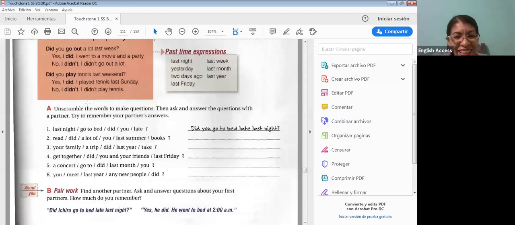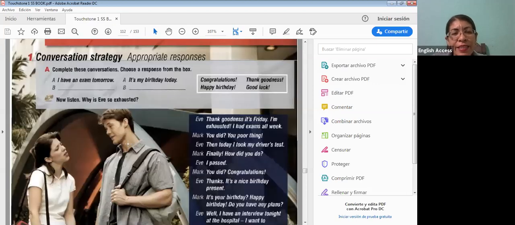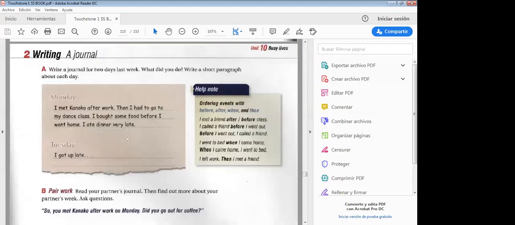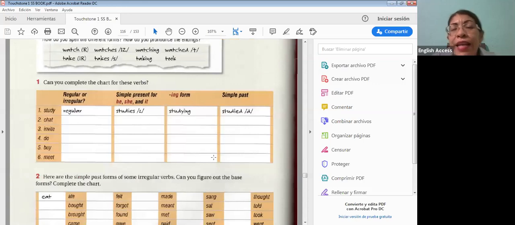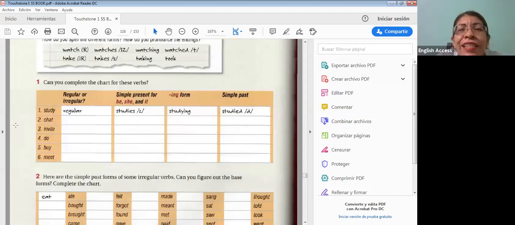Okay, guys, let's see. We're gonna do exercise 4. This is the last part. So let's go to page 106. Okay, we are here. Are you ready? Are you here on this page? Yes. Ah, it's noisy. Yes, my neighbors, I don't know what they are doing. Okay, so let's start. Let's complete the chart number 1.